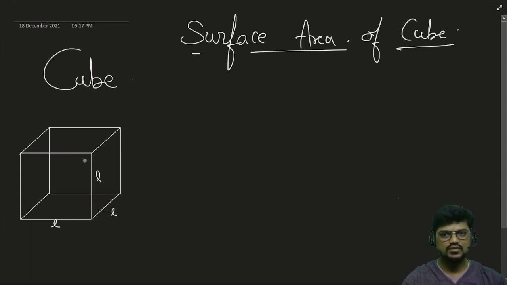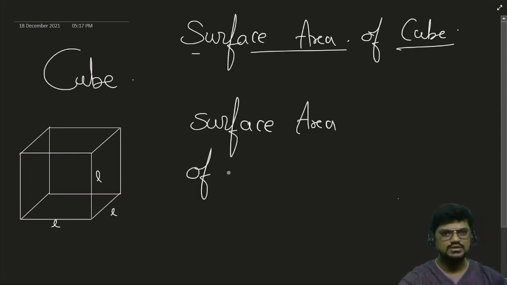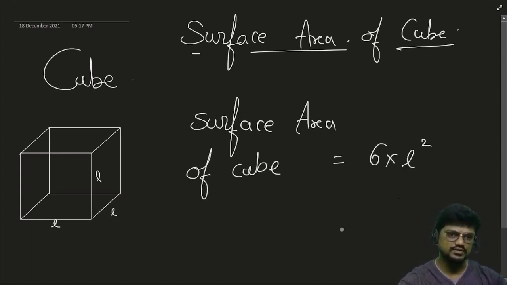So the area of each face is L square. So your surface area of a cube will be 6 into L square. Exactly. Surface area of cube will be 6 into L square. That gives you 6L square. Fine. That will be the area.